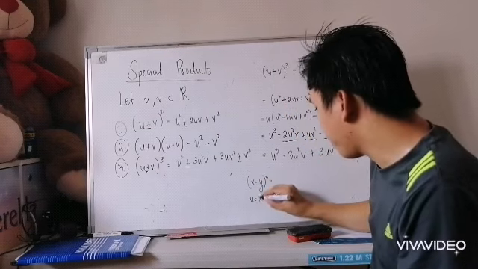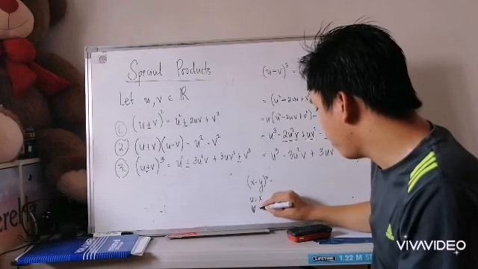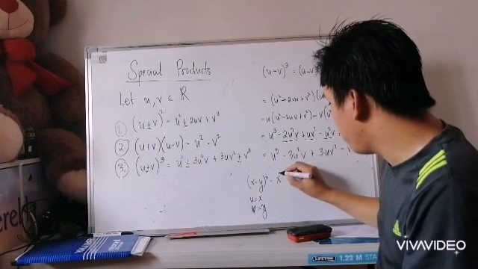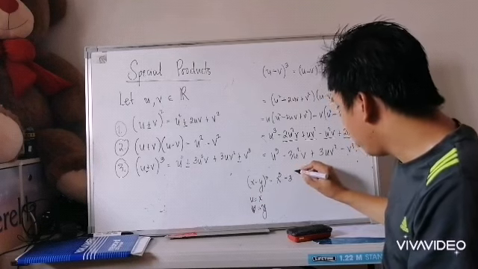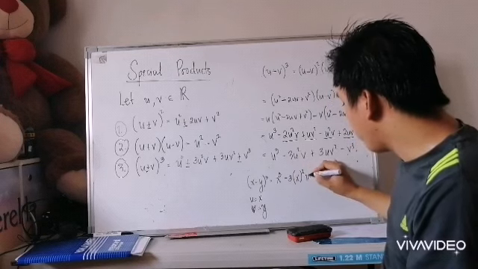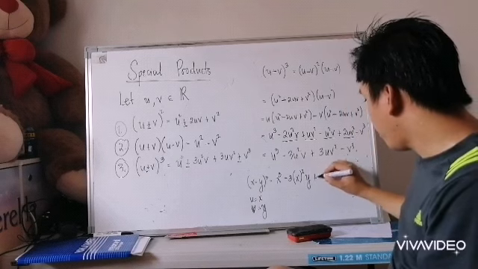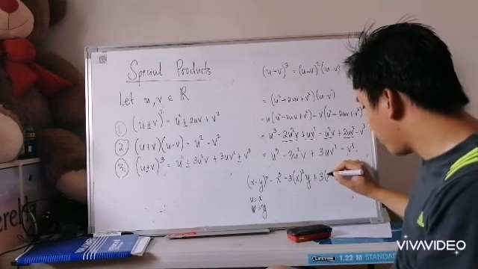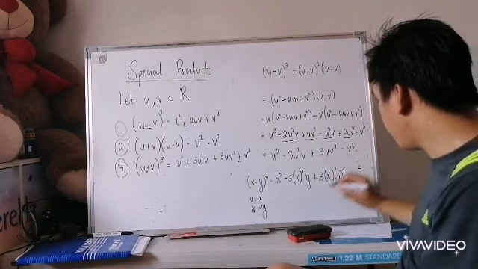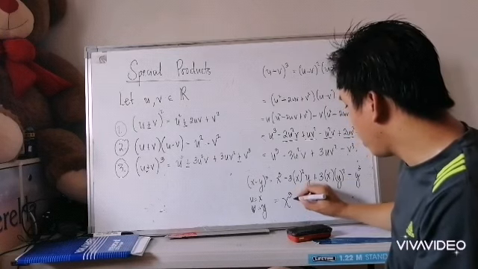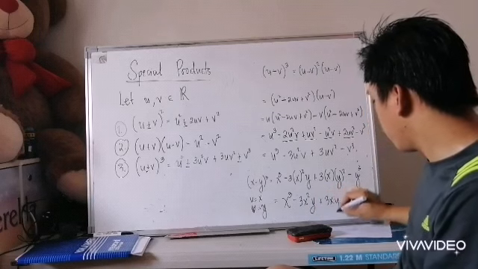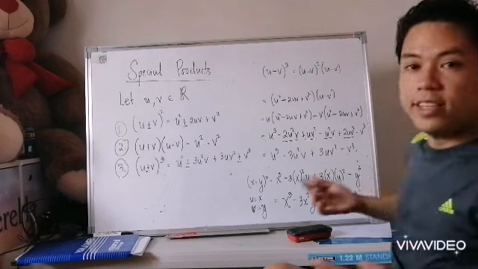Okay, example. (x minus y) cubed. So our u is x. Our v is y. So therefore, that's u cubed. So that's x cubed minus 3u squared, that's x squared, v, that's y, plus 3u, which is x, and our v is y, v squared, minus y cubed, so v cubed. So therefore you get this. That's it.